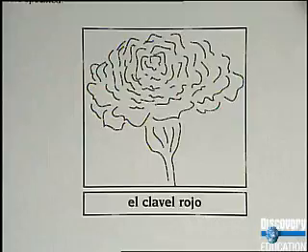Now we saw some flowers in the story, and one of them was el clavel. El clavel. Do you know flowers well enough to guess what kind of flower this is? A carnation? Yeah, it looks kind of like one, doesn't it? El clavel rojo. So let's see. What color is rojo? Do you remember? Red is rojo. Okay, so let's go ahead and color this one rojo.